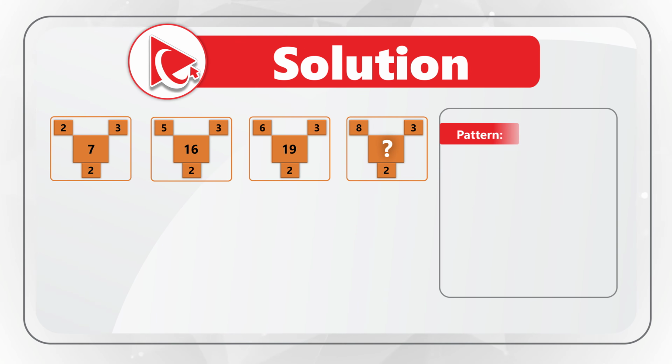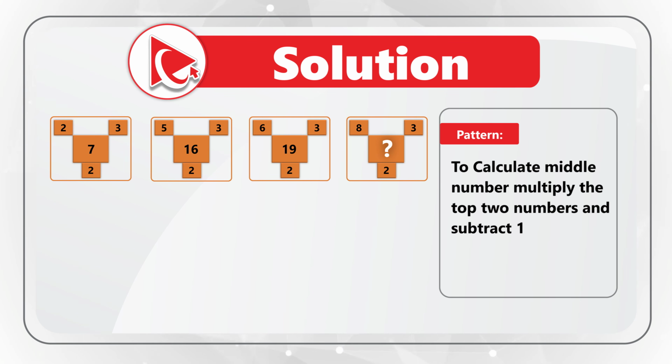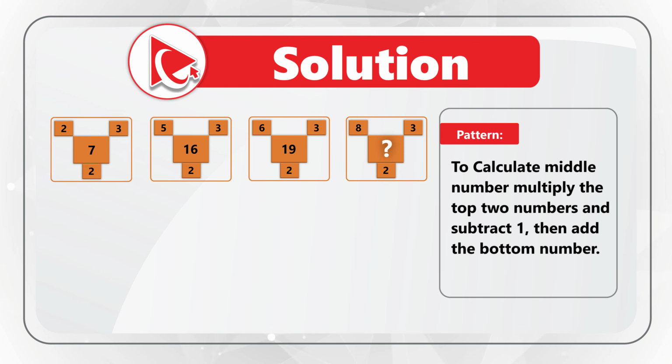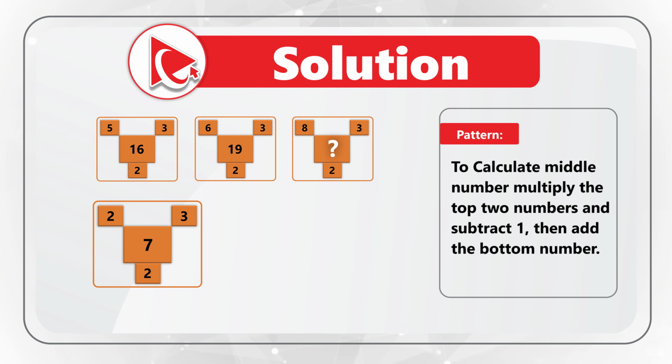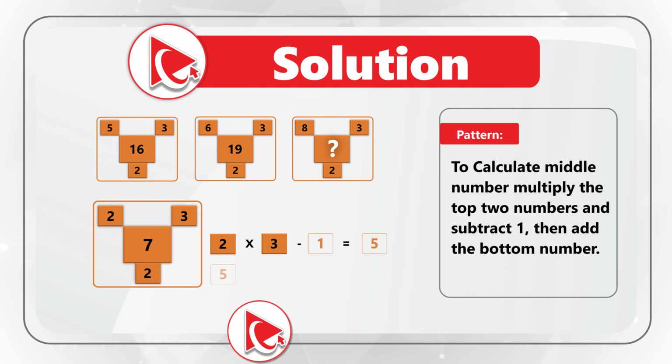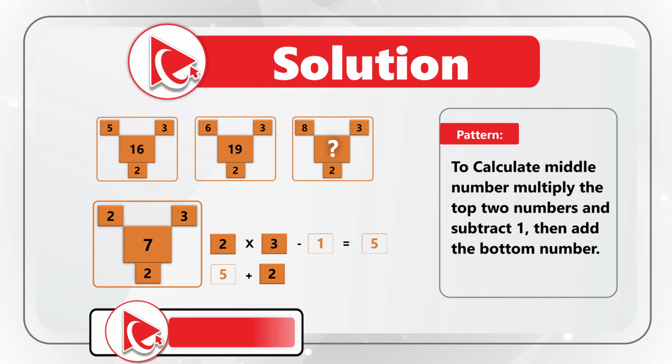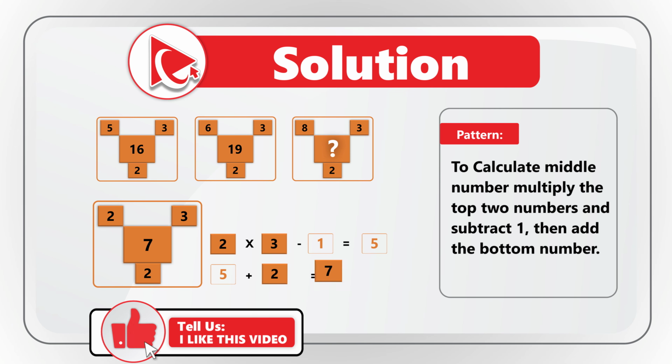I think the pattern here is that to calculate the middle number, you need to multiply the top 2 numbers and subtract 1, then add the bottom number. Let's look at the first shape to confirm the logic. 2 multiplied by 3 minus 1 equals 5. 5 plus 2, which is the bottom number, equals the middle number, which is 7.